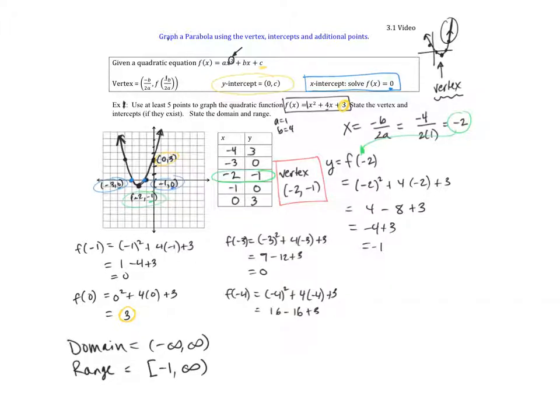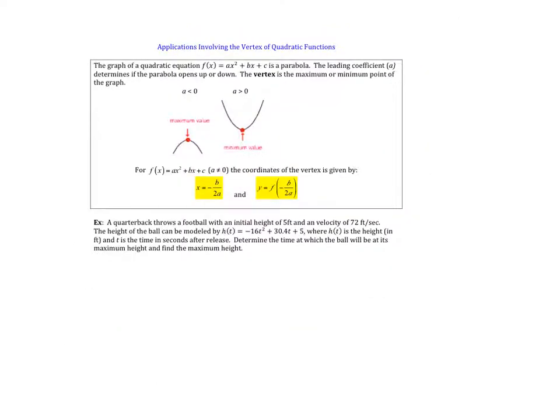The vertex is really important for graphing. It gives us the most efficient place to start. There are also some really important applications involving the vertex, because the vertex is either a maximum value if our quadratic has a leading coefficient that's negative, or it's a minimum value if our leading coefficient is positive. So that's going to be really helpful as we figure out some applications.